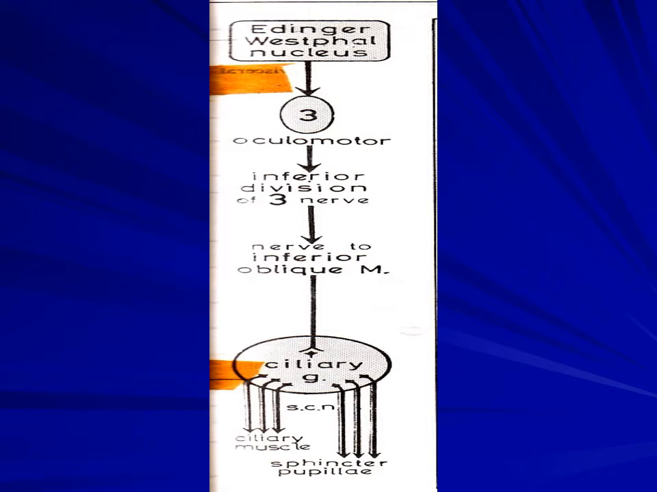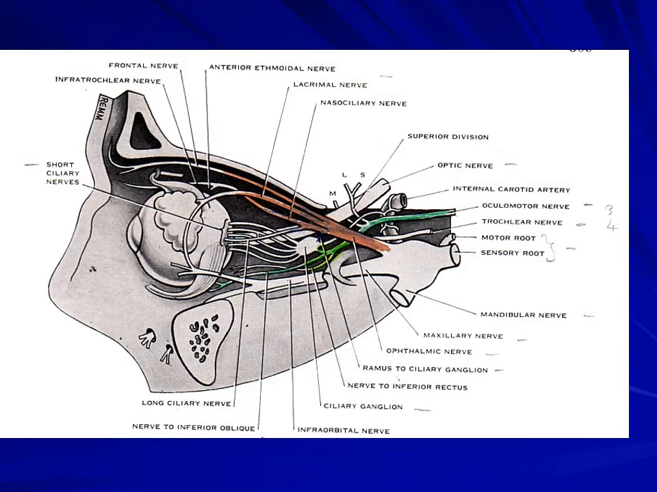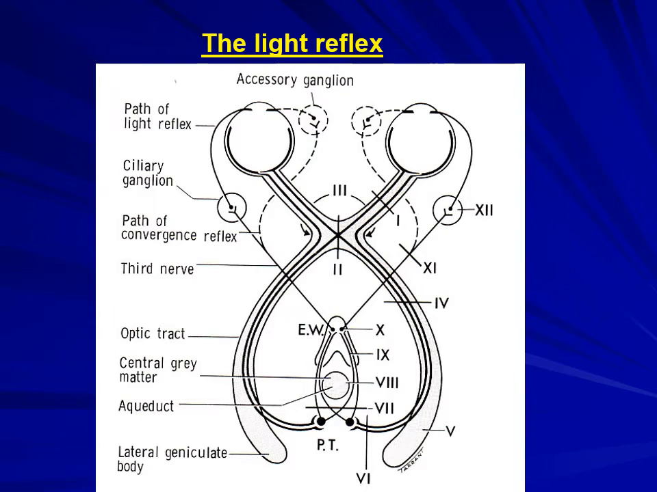So, Edinger-Westphal nucleus, oculomotor nerve inferior division, nerve to inferior oblique passing through the ciliary ganglion, coming away from the ciliary ganglion as short ciliary nerves to the sphincter pupillae and ciliary muscles. Here is the ciliary ganglion.